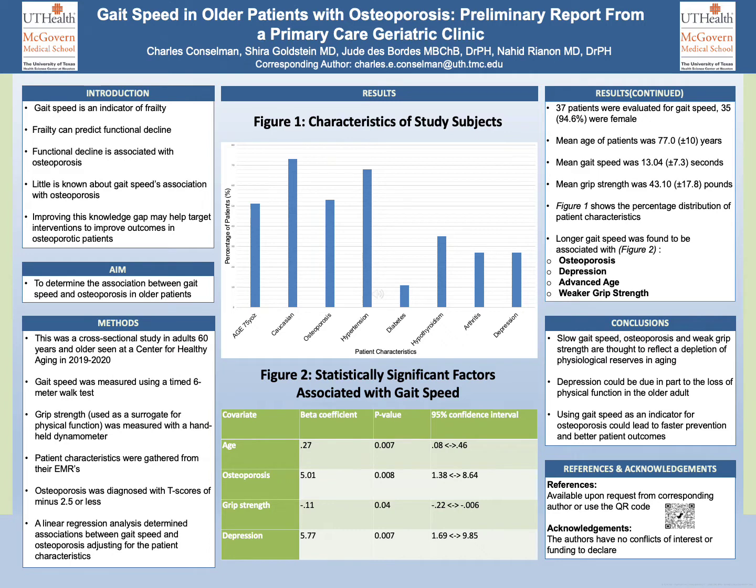What we concluded was that slow gait speed, osteoporosis, and weak grip strength are thought to reflect a depletion of physiological reserves that we know occurs in normal aging. The significant finding of depression with longer gait speed could be due in part to the loss of physical function seen in older adults. Importantly, our takeaway from the study is that using gait speed as an indicator for osteoporosis could lead to preventative measures being taken sooner, which could lead to better patient outcomes.